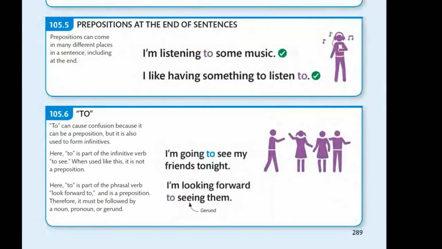We've come to the end of this lesson on the general overview of prepositions.